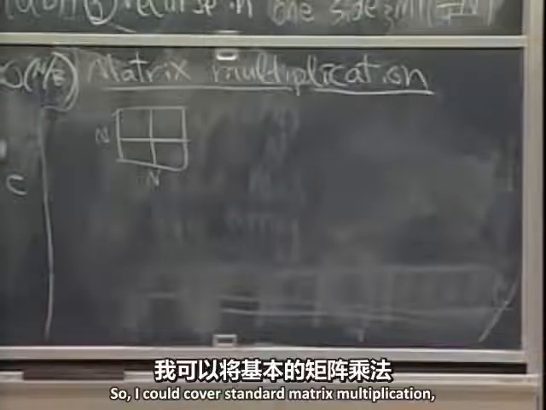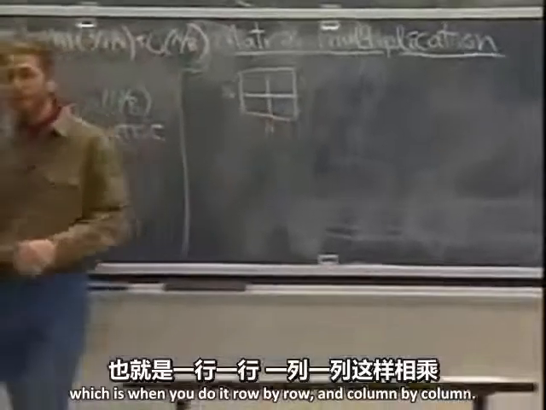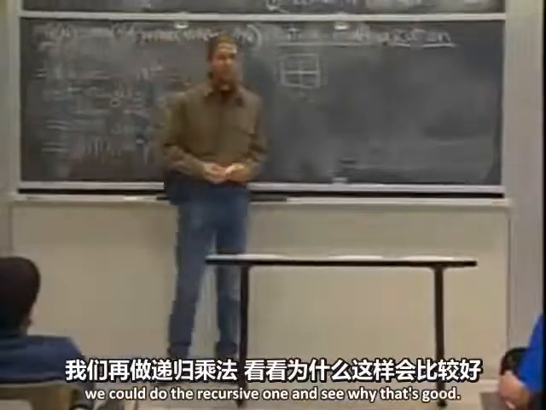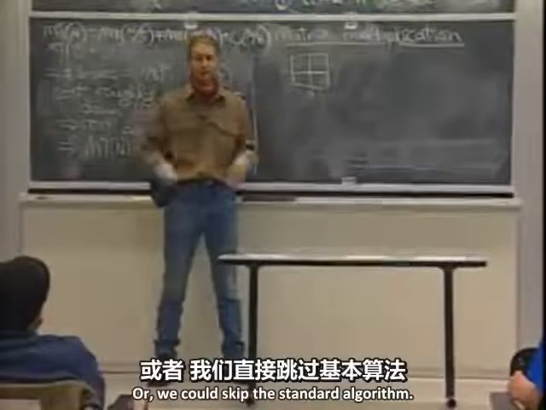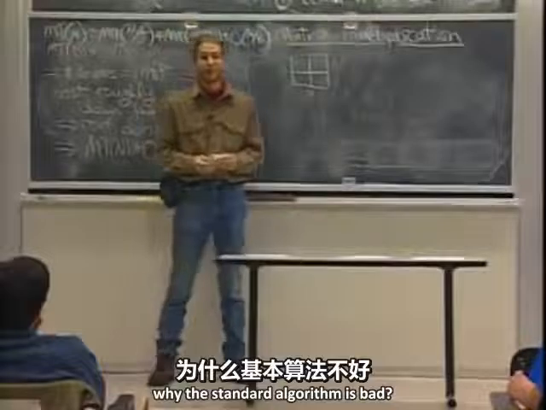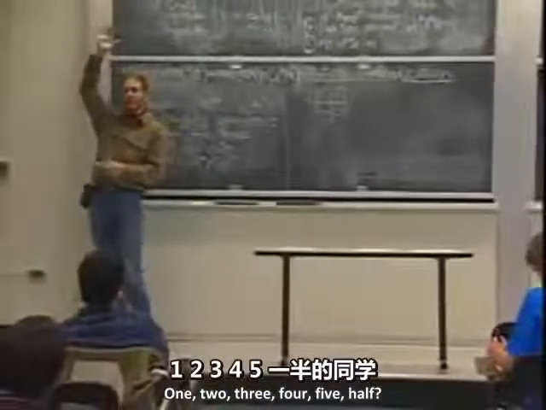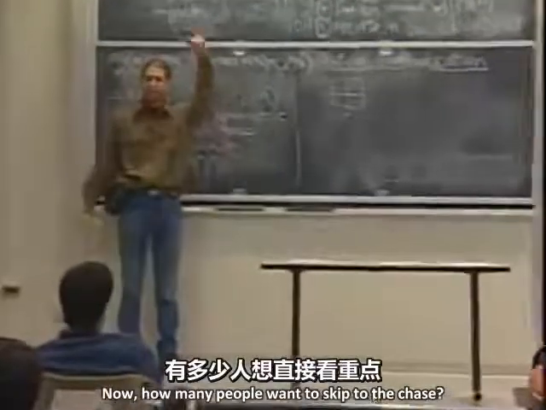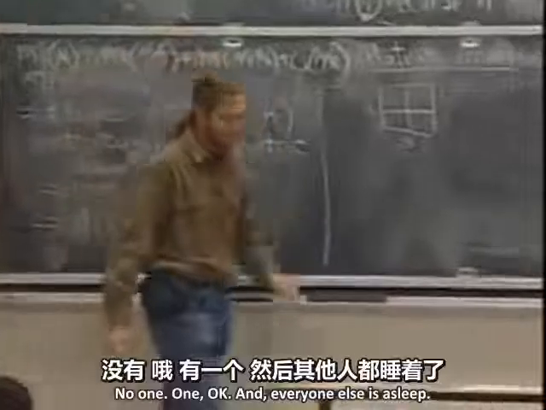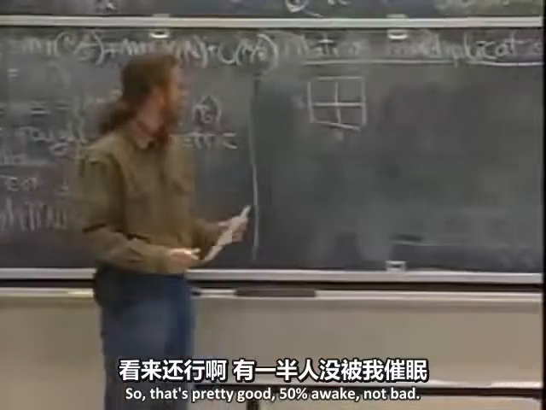So I could cover standard matrix multiplication, which is when you do it row by row and column by column. And we could see why that's bad. And then we could do the recursive one and see why that's good. Or we could skip the standard algorithm. So how many people would like to see why the standard algorithm is bad? Because it's not totally obvious. 1, 2, 3, 4, half. Wow, that's a lot of votes. And how many people would want to skip to the chase? No one. Oh, one. OK. And everyone else is asleep. So it's pretty good, 50% awake, not bad.